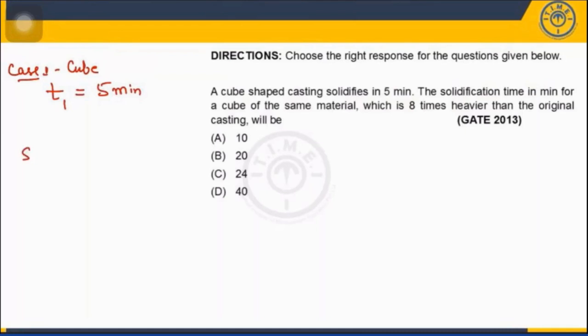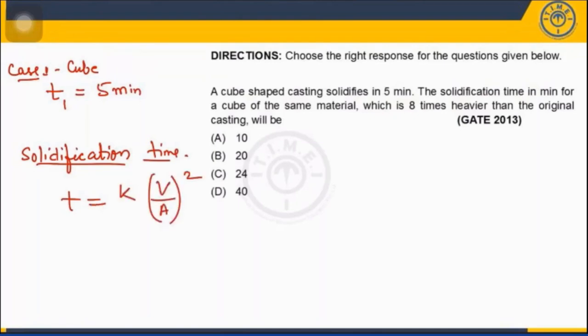But before that, what is the solidification time formula? Based on that, I have already discussed one problem. The solidification time is nothing but K into (V by A) whole square. Okay. This is the solidification time. K is the solidification time constant. V is the volume of the casting and A is the surface area.